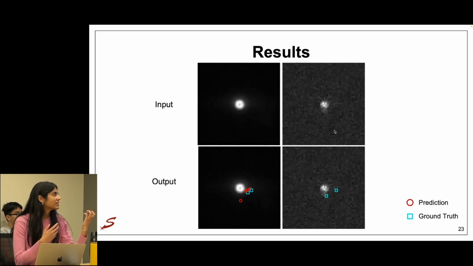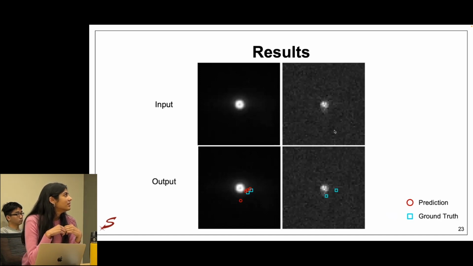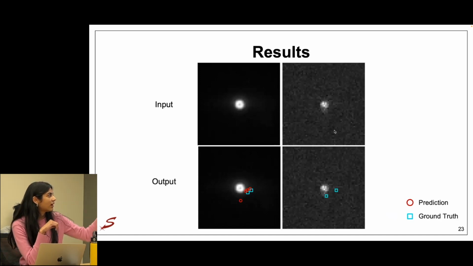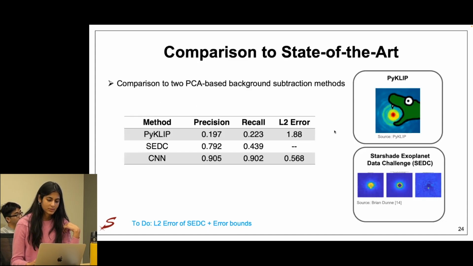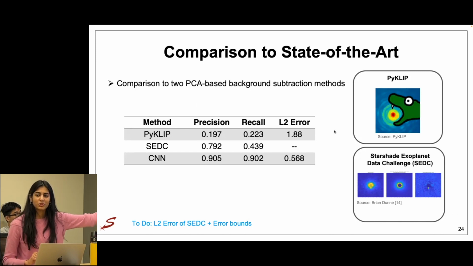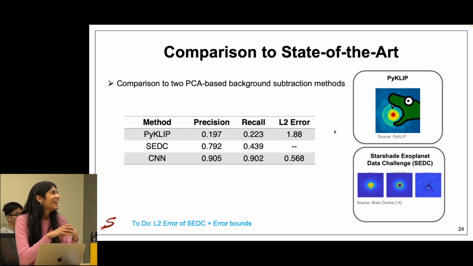But there are some failure cases. Looking at some of these images, on the left we have the CNN overpredicting, with many more predictions than actual exoplanet signals. And on the right, it didn't predict anything. We need to start thinking about where those failure cases are and how that plays into the architecture and the training that we are conducting. So moving on to comparison to the state of the art. Also, you're going to see some to-dos on the next few slides.